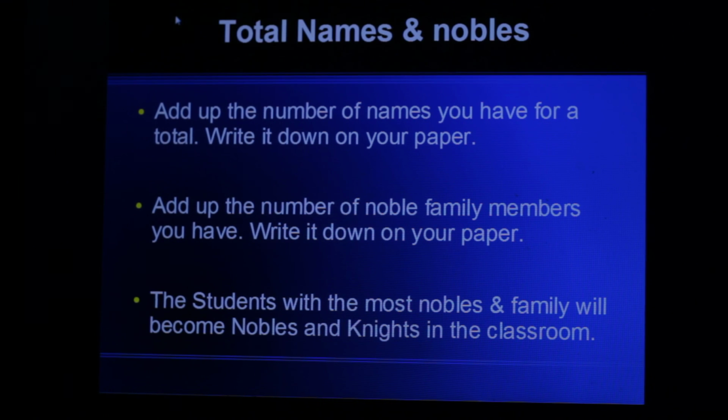Students with the most nobles in family will become nobles and knights in the classroom. So you add it up. I got 14. If anybody's got more than 14, then they beat me. Kind of like the Roman ones, but you got to add these up and put them together. Then we'll see who gets to be in the front, in the middle. You know, basically there's lord, lady, knight, clergy, and craftsman. Okay, and that's the end. All right.